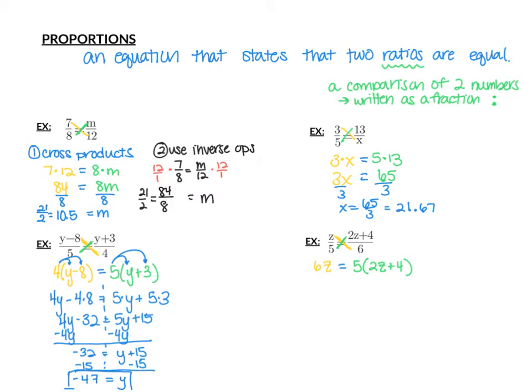Now we're going to use the distributive property on the one side with the 5 and the 2z plus 4. So let's go through and do that. So we get 6z equals 10z plus 20. We get that by multiplying 5 times 2z and 5 times 4.